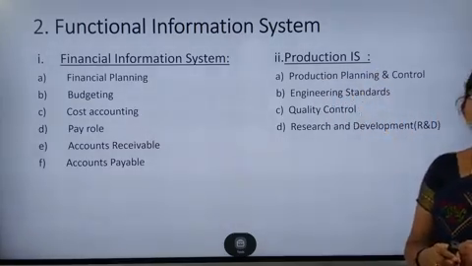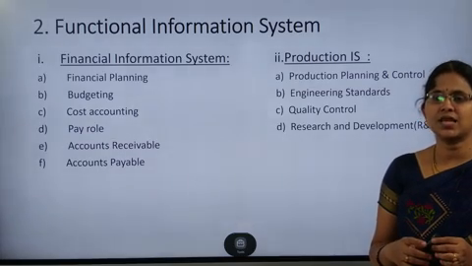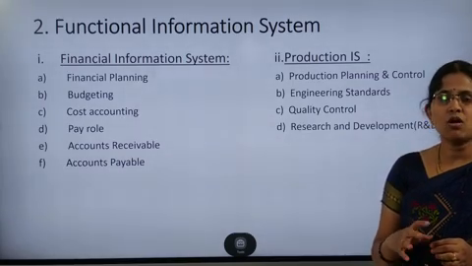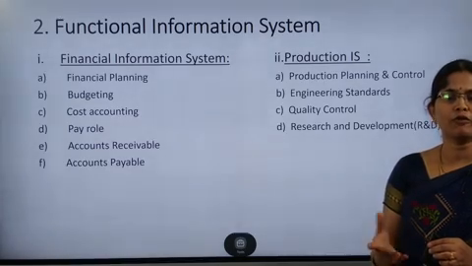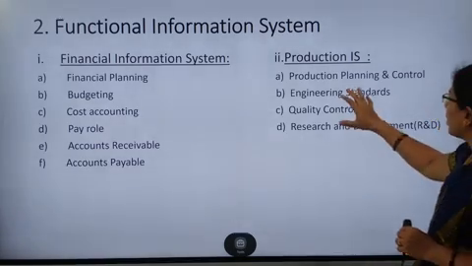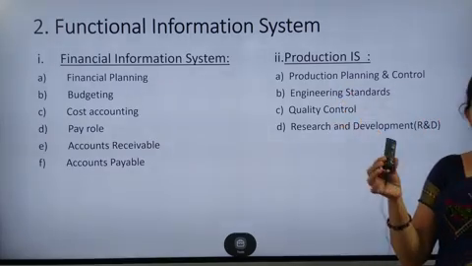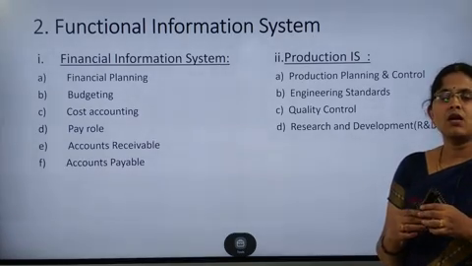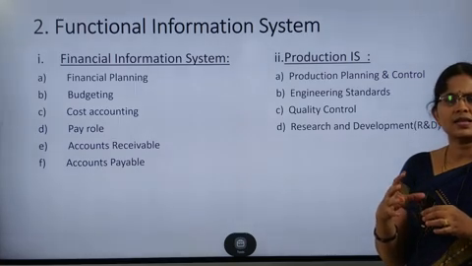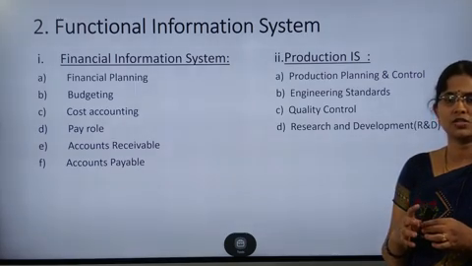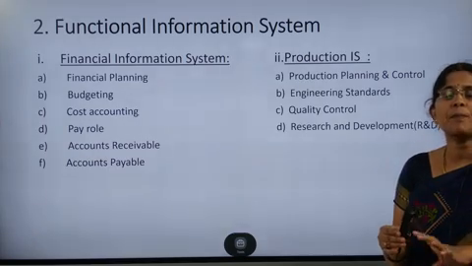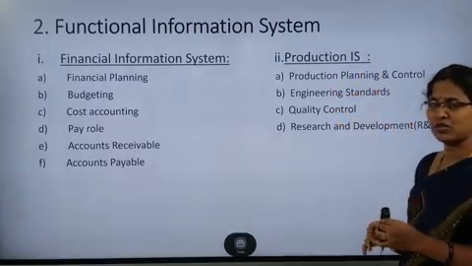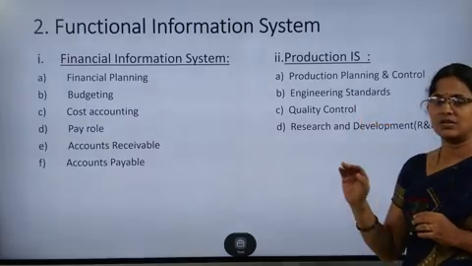And next one is engineering standards. Engineering standards is nothing but reliability, dimensions, specifications. All those should be set earlier, before going for production. Suppose you take this mic: its length, width, dimensions, diameters, or color, all those are the standards that should be maintained by the organization. So these engineering standards are also part of the information system that we use in this case, that is production information system. That is the second activity, engineering standards.